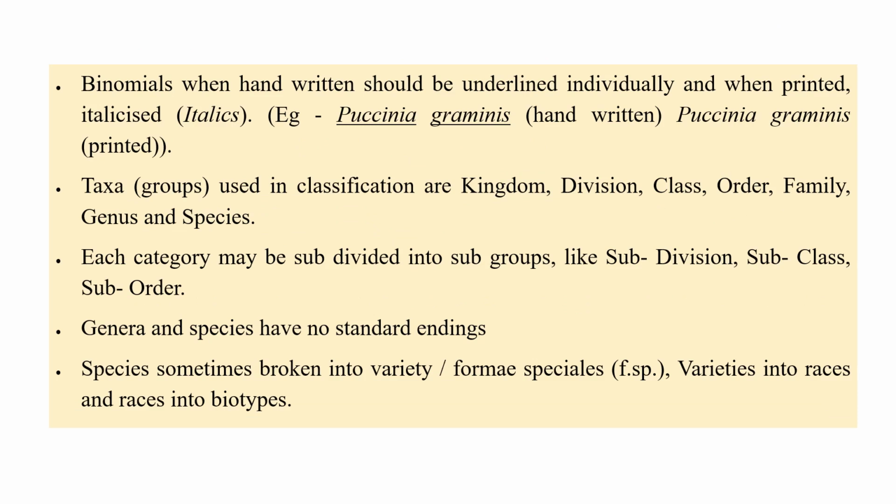The next rule is that binomials, when handwritten, must be underlined. Actually, it is not supposed to be in italics. If you are writing by hand, we cannot write in italics exactly like a computer, right? So if you are writing by hand, we must underline the genus name and species name individually. When it is printed, we must italicize it. There is no need to underline, because in printing we have an option called italics. But if you are writing by hand, we must underline the genus name and species name separately.